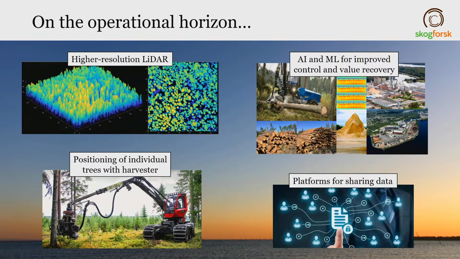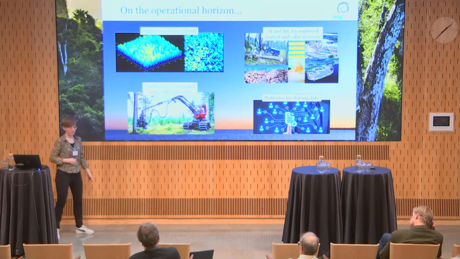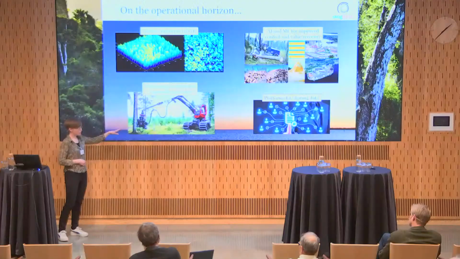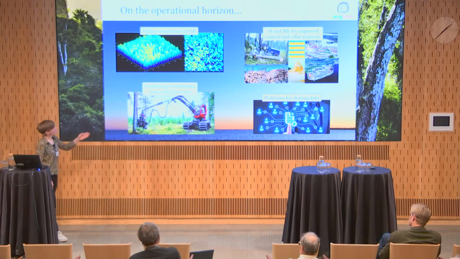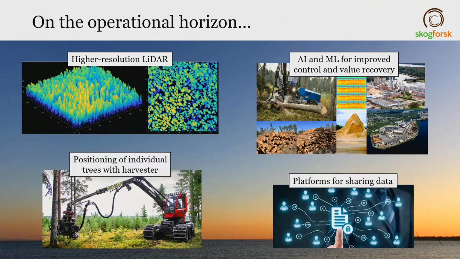We have worked together with harvester manufacturers and a few companies to be able to position the individual trees using a harvester. And this is actually something that will be available quite soon, which will be very good, because then you can say that this tree has been harvested from this position within plus minus half a meter or so, and then you can match that to the LiDAR information. This will be available in standardized production files. Very handy, I think.